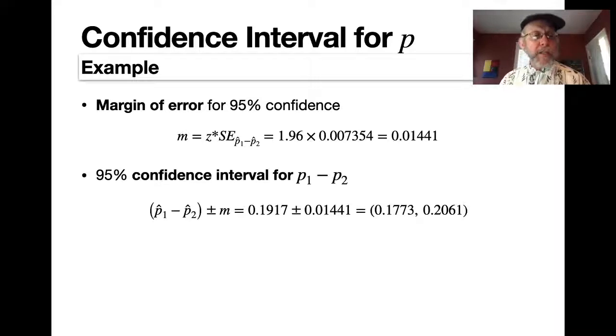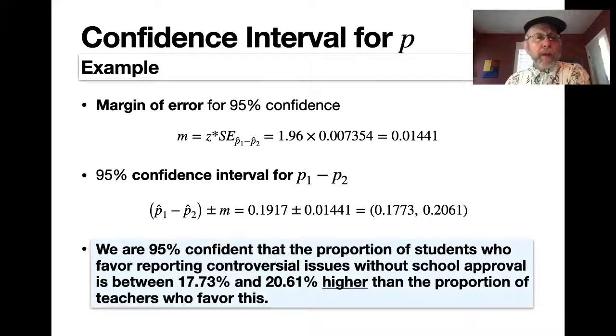That was our difference in sample proportions, 0.1917, plus or minus our margin of error of 0.01441. And that turns out to extend from about 0.1773 up to 0.2061. And so we're 95% confident that the true proportion of students who favor reporting controversial issues without school approval is between 17.73 and 20.61% higher than the proportion of teachers who favor this.